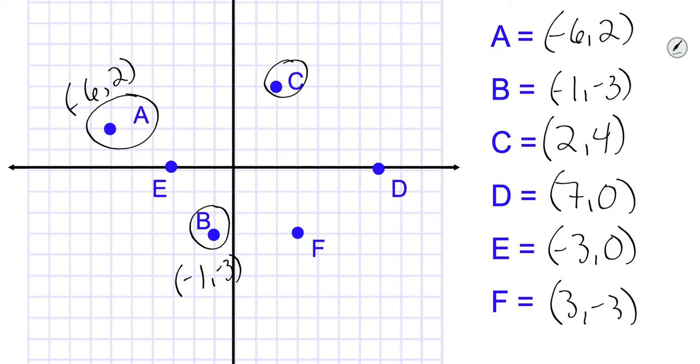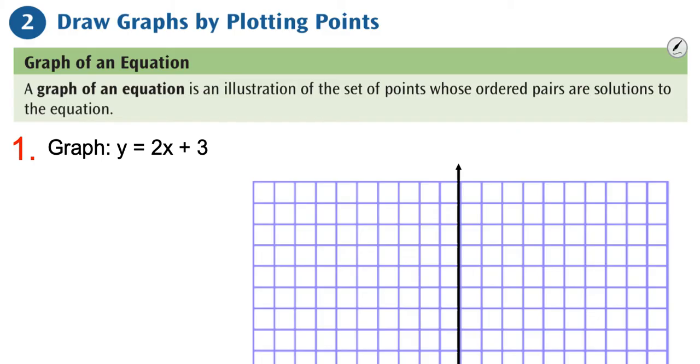We want to go left, right first, up, down second. If we're going left, it's negative, right is positive. Up is positive for the y values, and down is negative for the y values, okay? So from the coordinates, we're going to graph points. We're going to graph lines, okay?